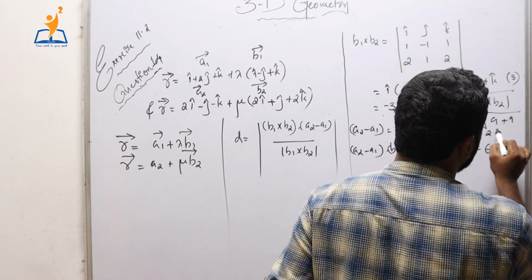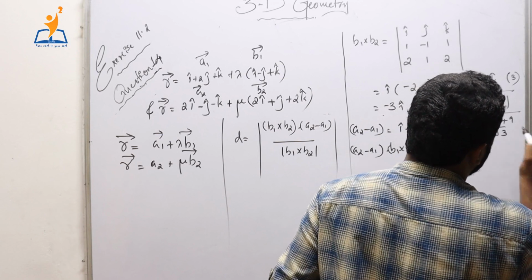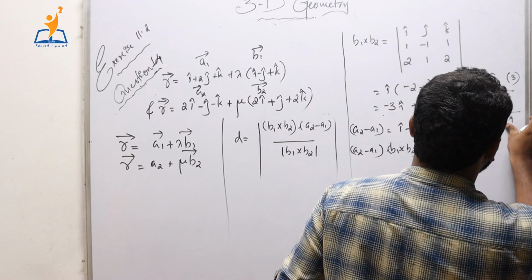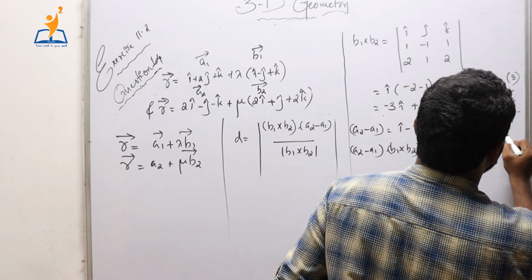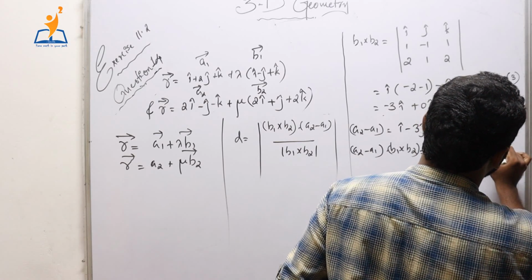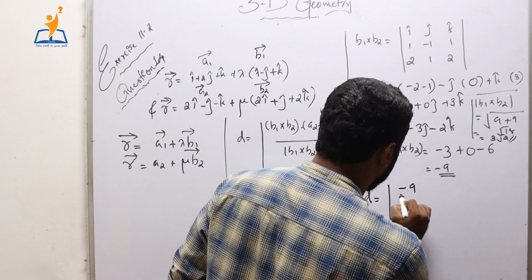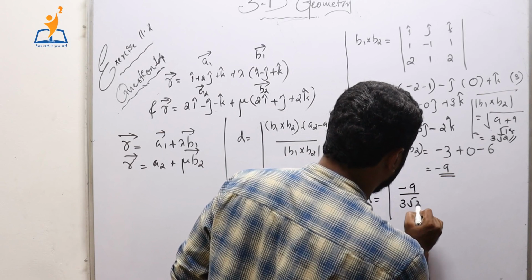It is equal to 18, it is equal to 3 root 2. Therefore, d is equal to absolute value of minus 9 divided by 3 root 2.